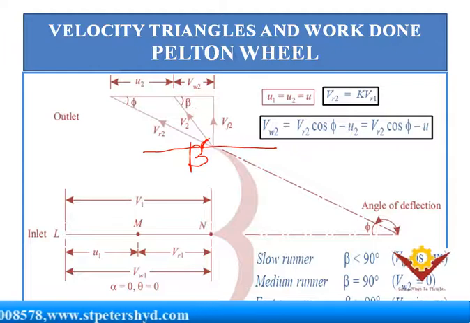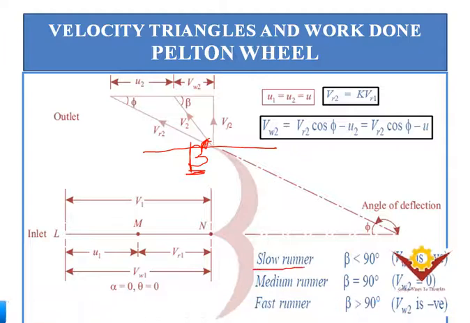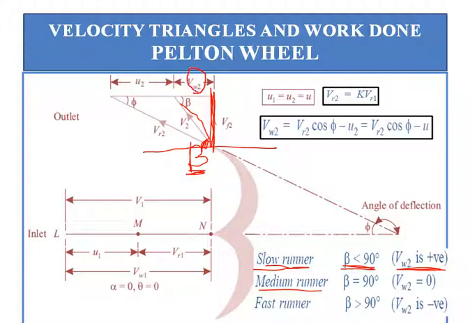With the horizontal it is making angle beta, and by alternate angles we can write that beta here, which shows that beta is an acute one. So for the slow runner, beta is less than 90, which is acute. In that case, you can take VW2 as positive. For the medium runner, your beta will be equal to 90 degrees. At that point, VW2 will be neglected. Why? Because your V2 is shifting to here, so VF2 is equal to V2. When beta equals 90 degrees, your VW2 is equal to 0.